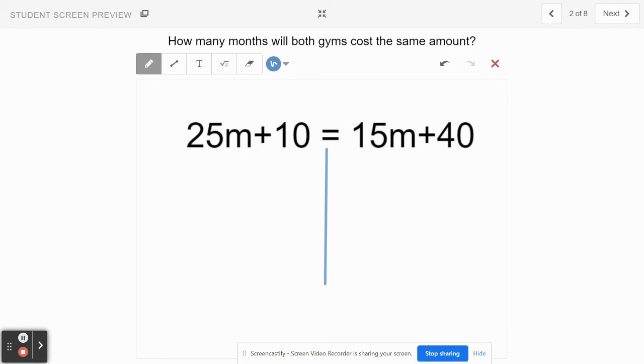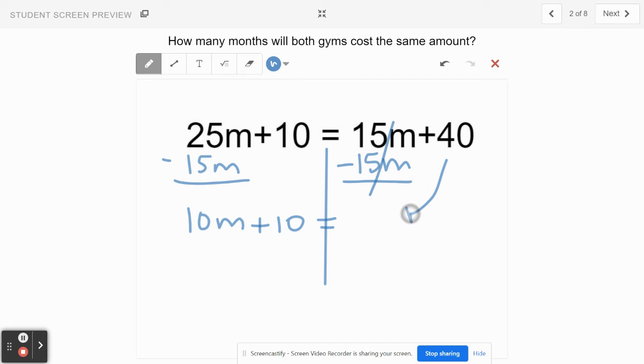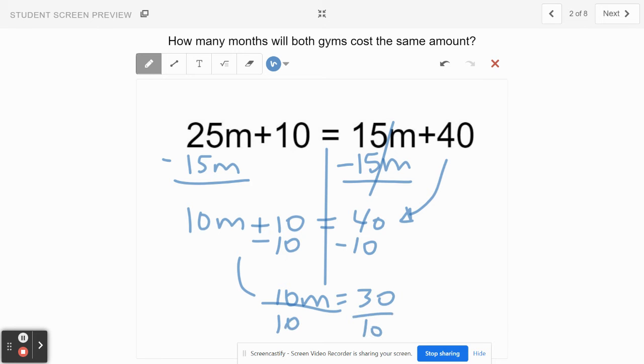All right, first step, you're going to subtract 15m. That cancels out. You're going to have 10m plus 10 equals 40. Then subtract 10. 10m equals 30. Divide by 10. M equals 3. Okay, awesome.